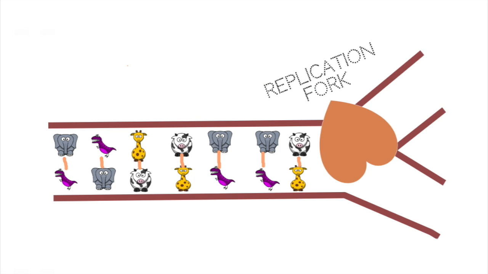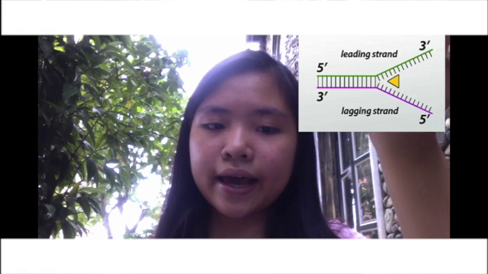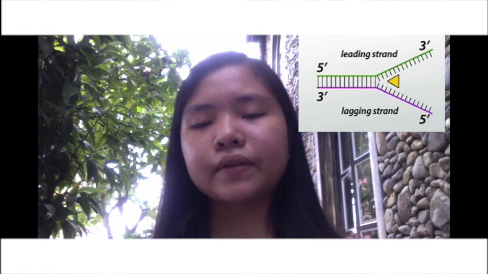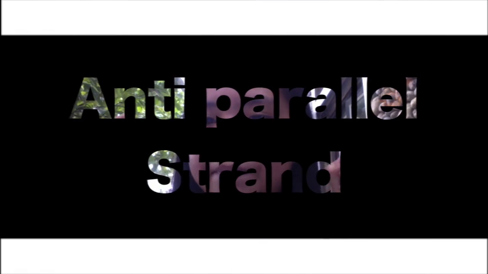The point where it starts is called the replication point. The two strands that are split are called the leading strand and the lagging strand. The leading strand is started from the 5' to the 3', while the lagging strand is started from 3' to the 5', which is also known as anti-parallel strands.